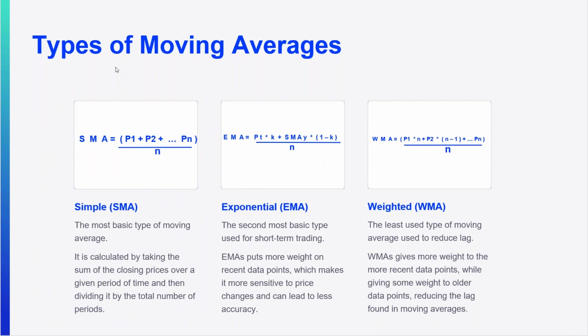Here are the three different types that I have mainly used in the past and focused on. The simple is what we just saw. The exponential one is for those who are up to trading a bit more risky, so the risk appetite is a little bit larger than other traders.